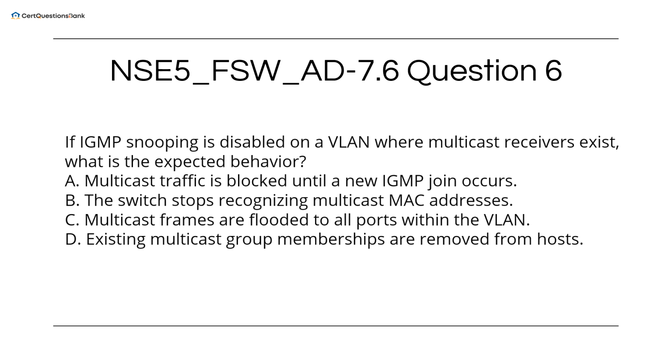If IGMP snooping is disabled on a VLAN where multicast receivers exist, what is the expected behavior? A. Multicast traffic is blocked until a new IGMP join occurs. B. The switch stops recognizing multicast MAC addresses. C. Multicast frames are flooded to all ports within the VLAN. D. Existing multicast group memberships are removed from hosts.